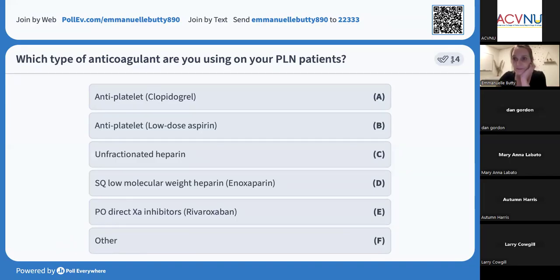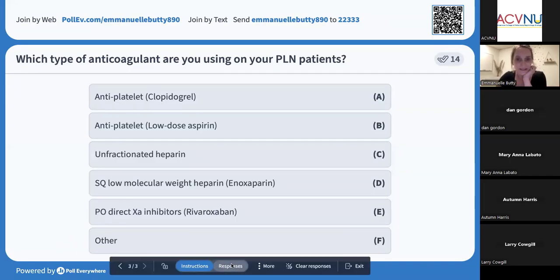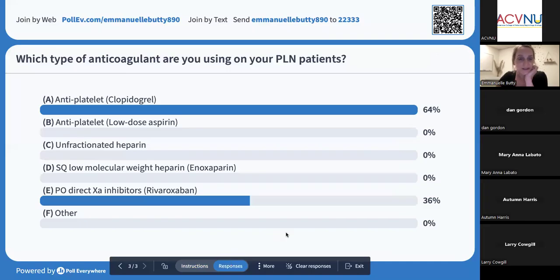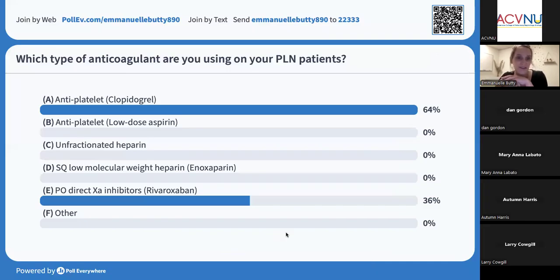Great. So let's see the answer here. The large majority, very interesting, is using clopidogrel, and a couple of people are also using rivaroxaban, but no aspirin, heparin, or low molecular weight heparin. Very interesting.